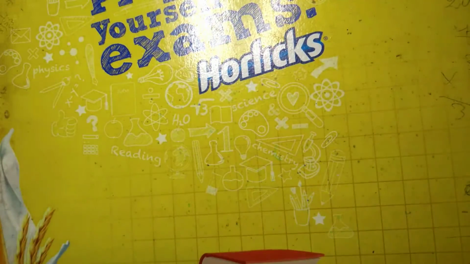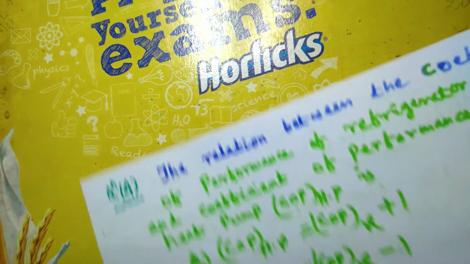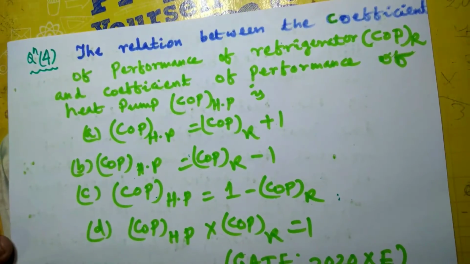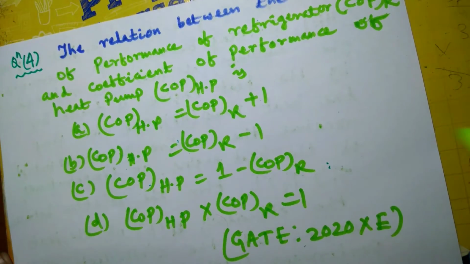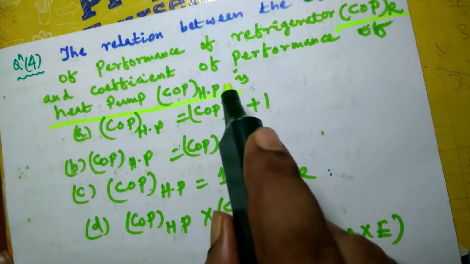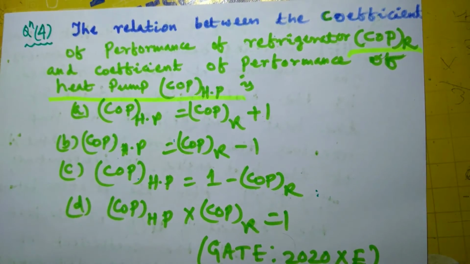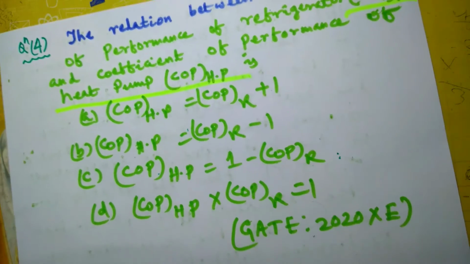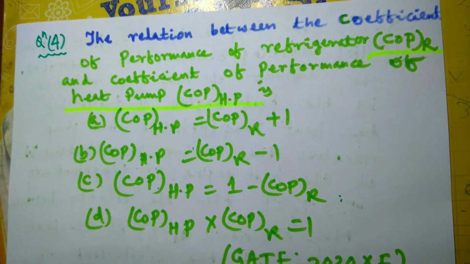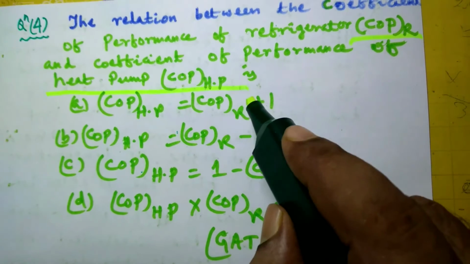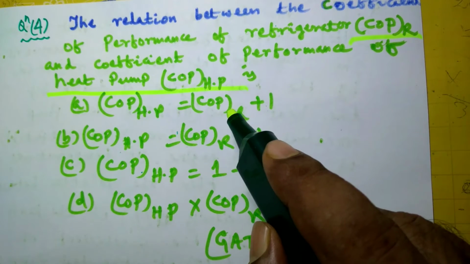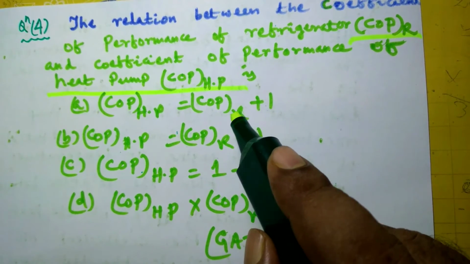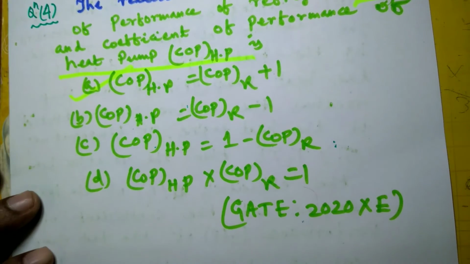So next question is question number 4. This was asked in GATE 2020 XC. So the relation between the COP of refrigerator and COP of heat pump. This I have already discussed through this lecture, that COP of heat pump is always greater than COP of refrigerator by a magnitude of 1. So out of the given options, obviously option A is the correct answer, that is COP of heat pump is greater than COP of refrigerator by a magnitude of 1.